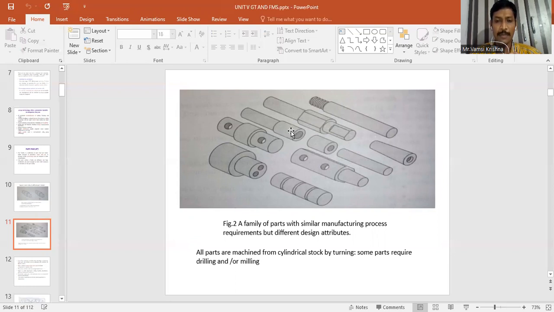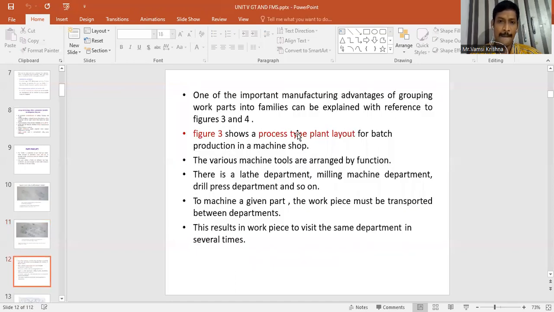Whereas if you consider these three parts which are shown here, the internal drilling for these two parts can be done only using a lathe machine. So certain manufacturing similarities will be identified, though the parts are entirely different in the design attributes. So this is the explanation regarding consideration of the design and manufacturing similarities.